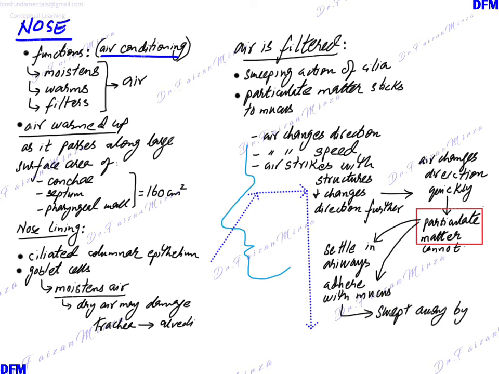Once it is adhered to mucus, it is swept away by the ciliated lining and taken from the throat to the stomach. Particulate matter which is greater than 6 micrometers is what gets adhered here. Those which are smaller cannot be caught this way.